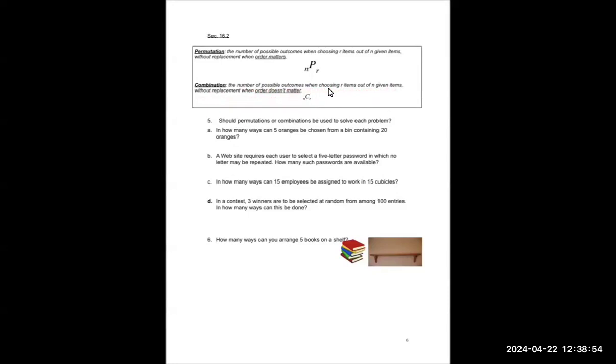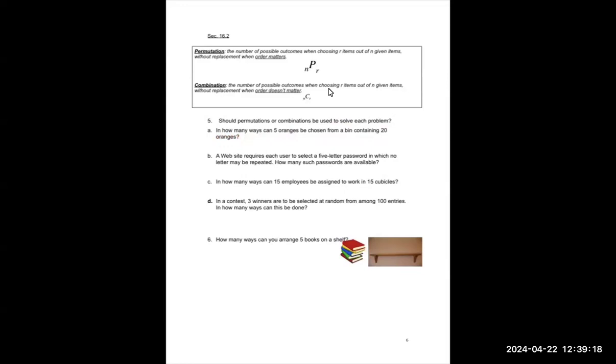So I'll show you some examples, and we talked about that a little bit. Order matters and doesn't matter in 6.1, but we'll see some more examples here. Right here: should permutations or combinations be used to solve each problem? In how many ways can five oranges be chosen from a bin containing 20 oranges?